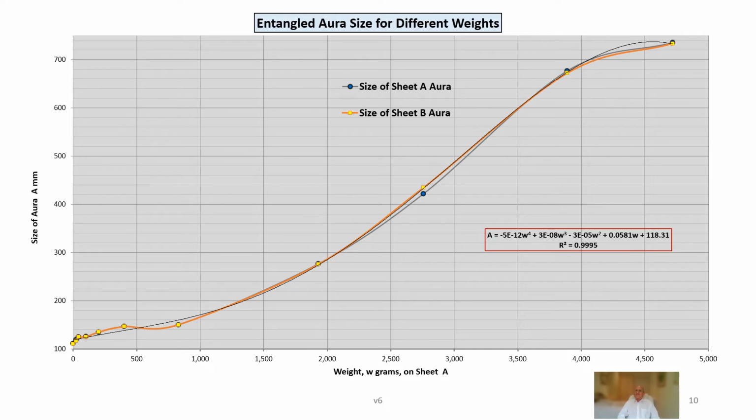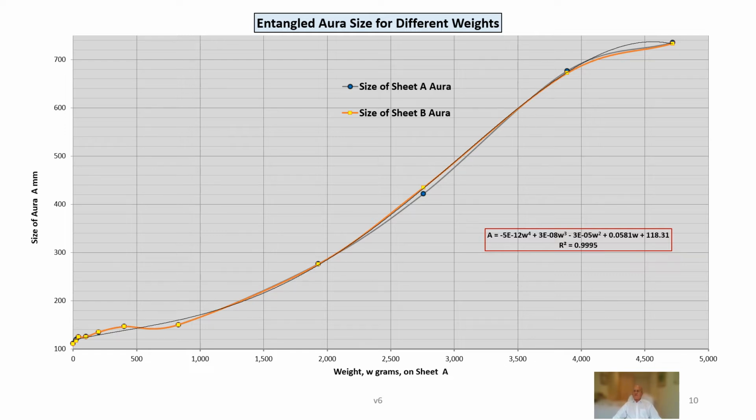If you're still with us, you obviously want proof. This graph is a summary of several experiments over short and long separation distances. The horizontal axis represents the weights placed on sheet A. There is never a physical weight placed on B. The vertical axis is the size of the aura of the entangled sheets A and B. The experimental error is very low, being about plus or minus 3%.